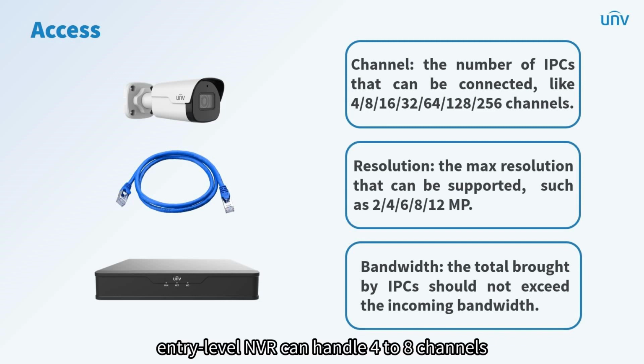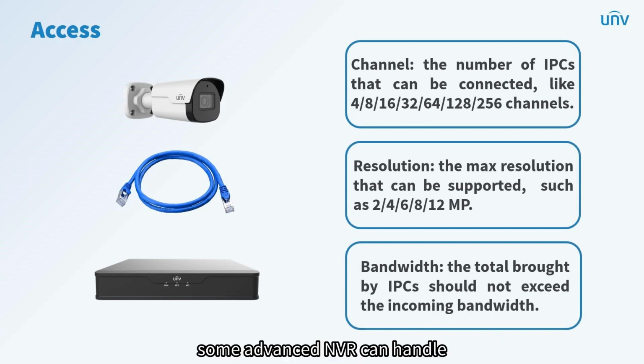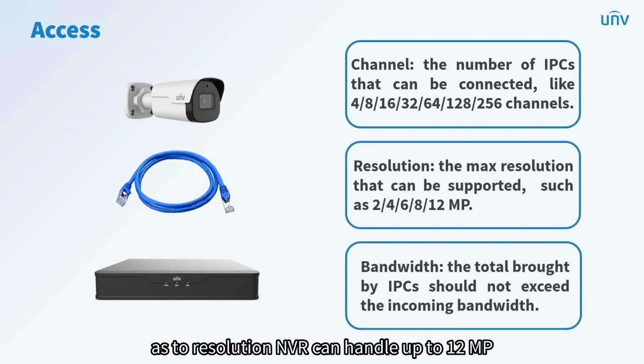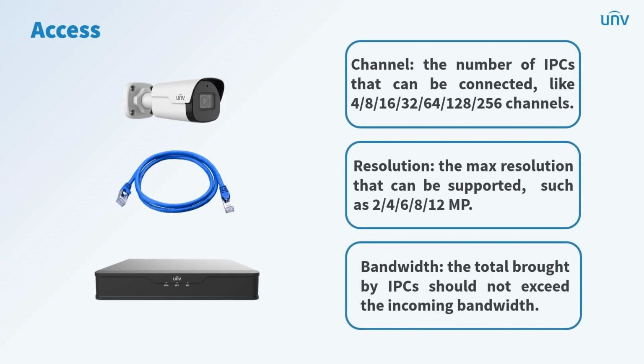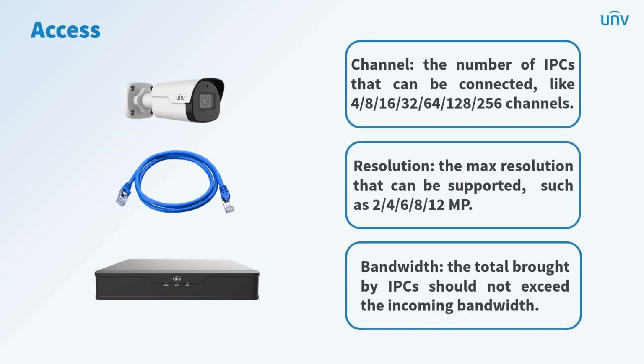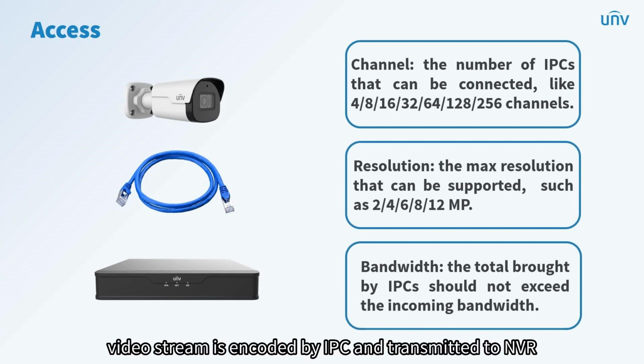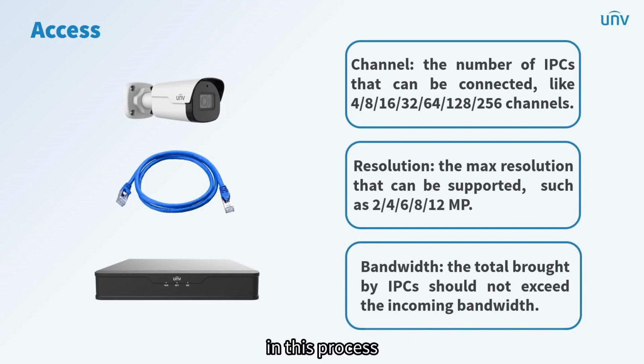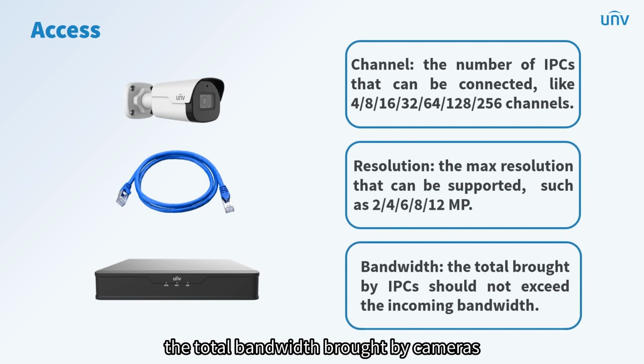Entry-level NVR can handle 4 to 8 channels. Some advanced NVR can handle 16, 32, 64, or even 256 channels. As to resolution, NVR can handle up to 12 megapixels. Max resolution differs from one another based on the main chip. Video stream is encoded by IPC and transmitted to NVR. In this process, the total bandwidth brought by cameras should not exceed the incoming bandwidth.